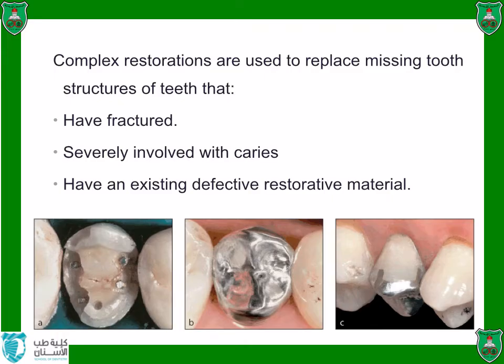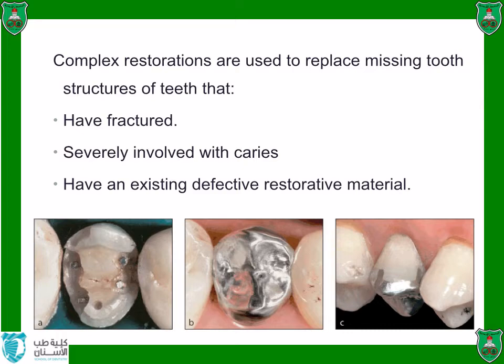Complex restorations are restorations that replace many surfaces of the tooth structure. We use them to replace missing tooth structure that has fractured. For example, in anterior teeth, if the patient falls on his face, he might fracture most of the labial, lingual, and proximal surfaces. Also, with severe caries in posterior teeth, sometimes caries affects more than one surface, like mesial, distal, buccal, and lingual. So all the surfaces are involved.